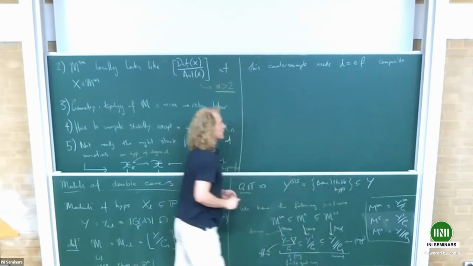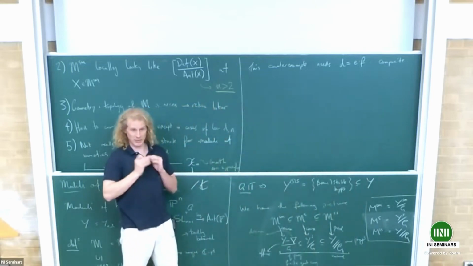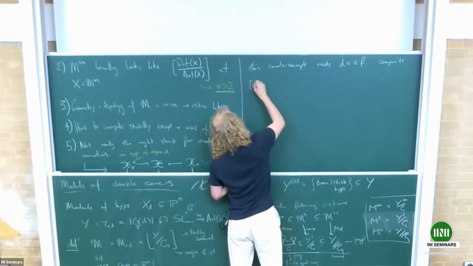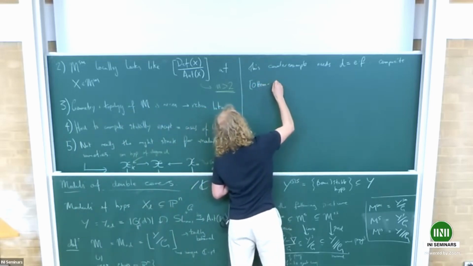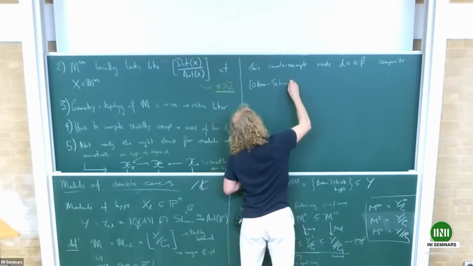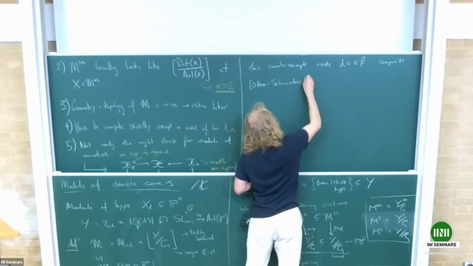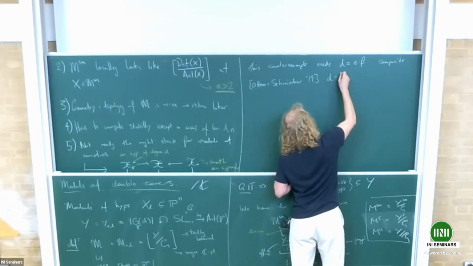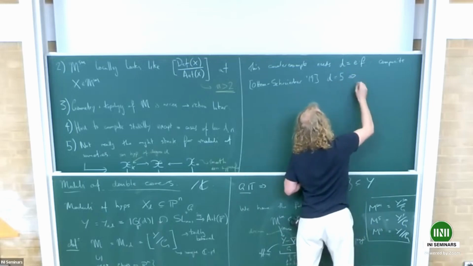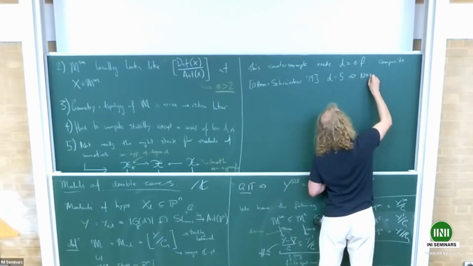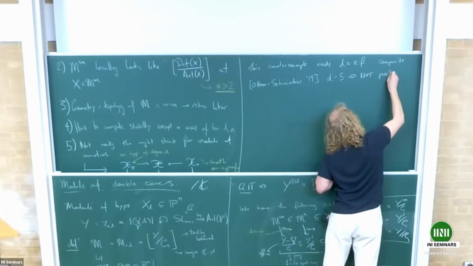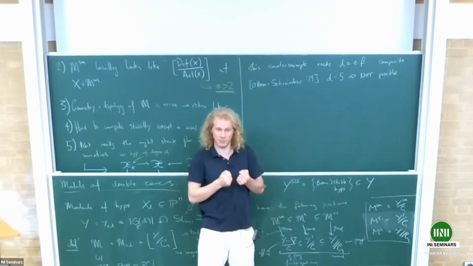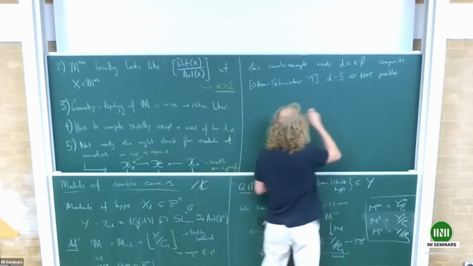So there's an open question, which is that if the degree is prime, then this is not possible. And this has been confirmed by Altmann and Wagner, 2019, I think this was, who show that if D is equal to 5, then this is not possible. So smooth degenerations of quintic hypersurfaces must remain quintic hypersurfaces.